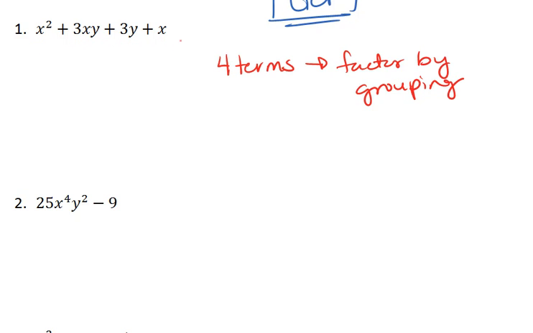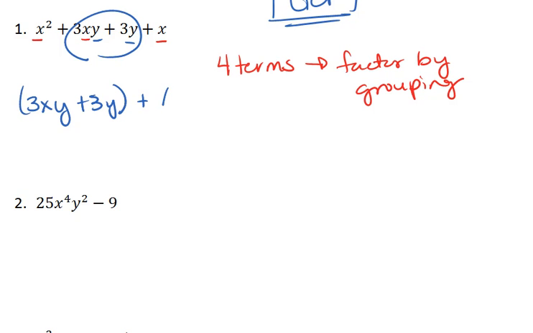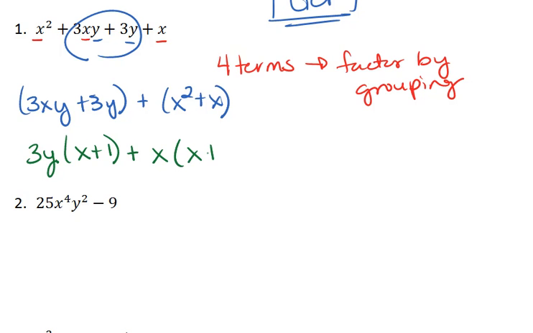To determine the groups, we look at our variables. We have 3 x's that appear and only 2 y's. So let's group those y terms together. We get 3xy plus 3y, and that leaves us with a grouping of x squared plus x. In each group, we want to now factor out the greatest common factor for that group. In the first group, we have a 3y, which leaves behind x plus 1. In the second group, we have x, leaving behind an x plus 1.